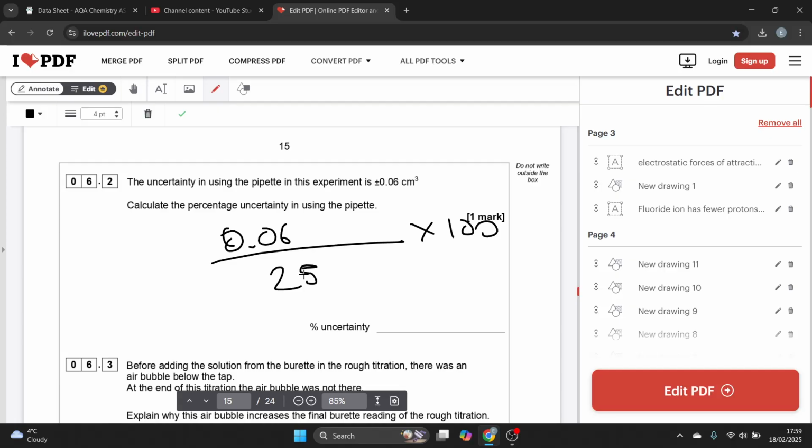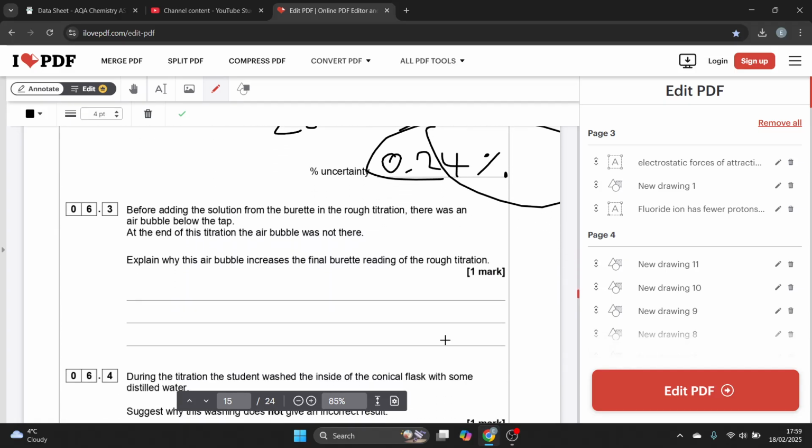0.24%. Before adding the solution, I'm going to write that the rough titration has an air bubble below the tap and the administered titration air bubble is not there. So remember, the air bubble increases the final burette reading of the rough titration.